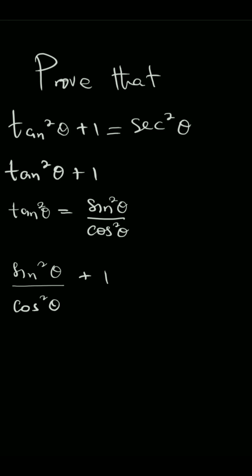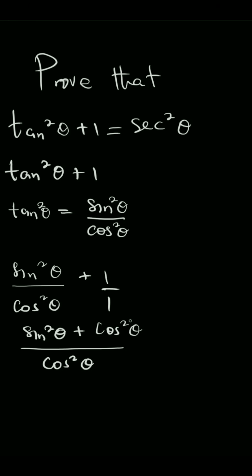So now this is a fraction which we are supposed to express as a single fraction. So what we do is this can be divided by 1. Then we'll find the lowest common multiple, which is simply cos squared theta. Now what we do next is cos squared theta divided by cos squared theta yields a 1. 1 will be multiplied by this sine squared, so you get sine squared theta. We add 1 times cos squared, which simply gives us cos squared.